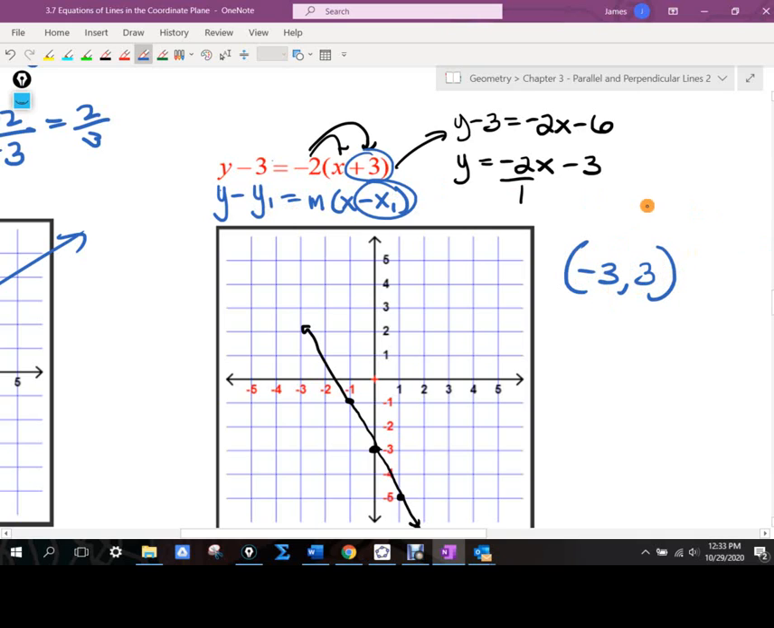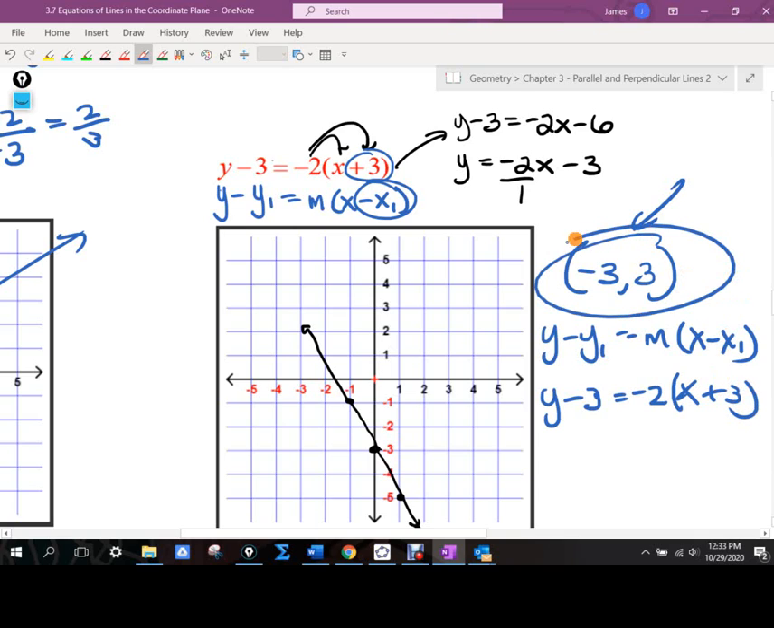If I had those two points, can I fill in y minus y1 equals m times x minus x1? Y minus y1, so that'd be y minus 3 equals m, which we said is negative 2 up here, times x minus negative 3. Well, x minus negative 3 becomes x plus 3. So negative 3, 3.